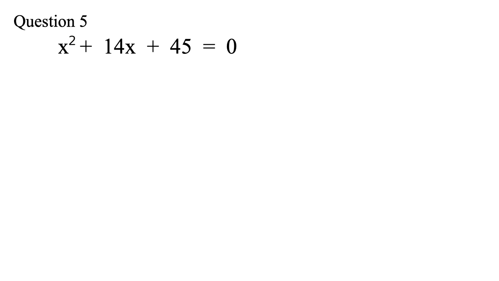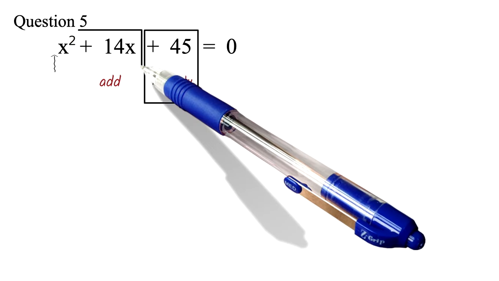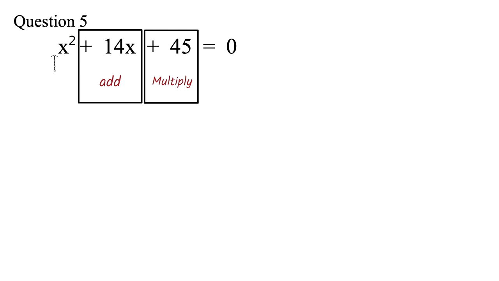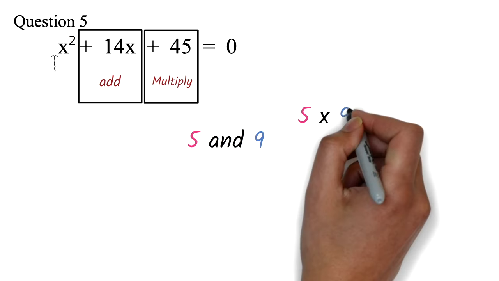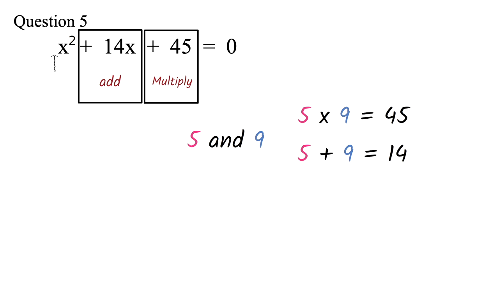Question 5. Solve the equation x squared plus 14x plus 45 equals 0. In this question, we have a trinomial. There is no number in front of the x squared. In math, we say that the coefficient of the x squared is 1. When you have a case like this, you'll find two numbers that multiply to get the constant 45. That same two numbers must also add to get the coefficient of the x, which is 14. This requires trial and error, and it's dependent on how good your multiplication is. The two numbers will be 5 and 9. 5 times 9 equals 45, and 5 plus 9 is 14.